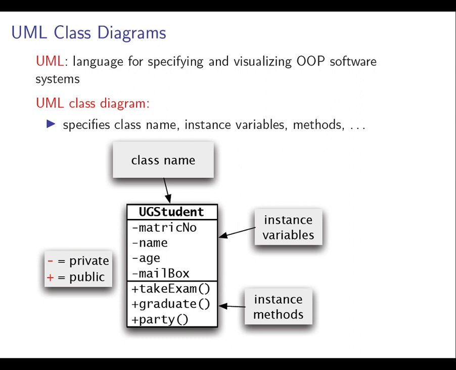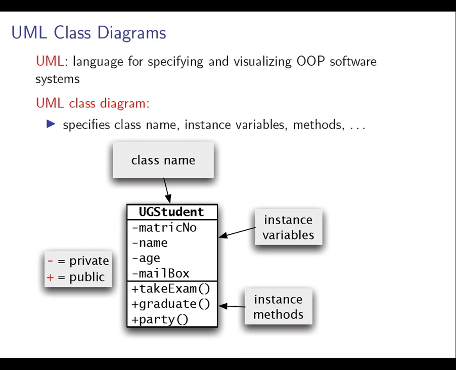Okay, I mentioned UML before, and this is the point where you actually get UML introduced briefly. UML, the Unified Modelling Language, is a language for specifying and visualizing object-oriented systems, and in particular a UML class diagram at its most basic level specifies a class name, its instance variables, its methods, and so on. You saw an example of this before, I think.